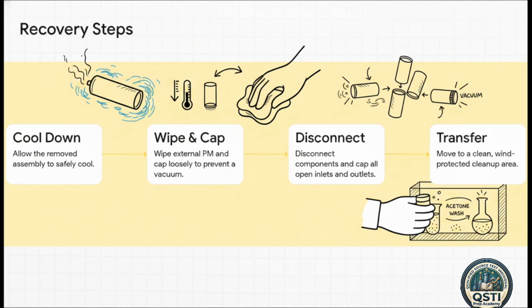If you cap it tightly while it's still cooling, the contracting air creates a vacuum that will forcefully suck the condenser water backward and literally ruin your entire sample. It's a crazy bit of applied physics that catches a lot of people off guard. Anyway, after it cools, you carefully disconnect the components, cap every single inlet, and immediately transfer everything to a clean, wind-protected area for an acetone wash.